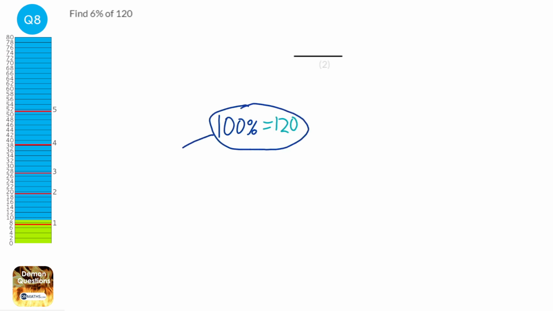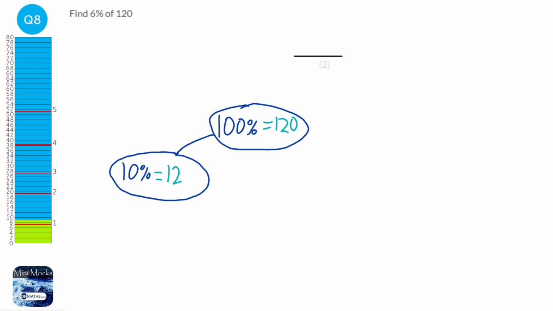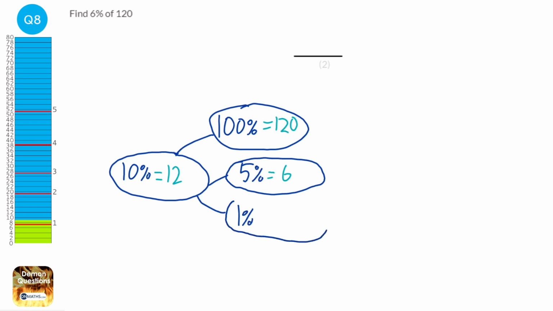We're going to start off by working out what 100% of 120 is. Well, that's obviously just going to be 120. And we're trying to get to 6%. So we always start off by working out 10%. It's always normally useful. We just divide that 120 by 10, so we get 12. We try to get 6%, so it'd be nice if I knew 5%. And 5% is nice and easy because we just halve that 10%. So that'd be 6.